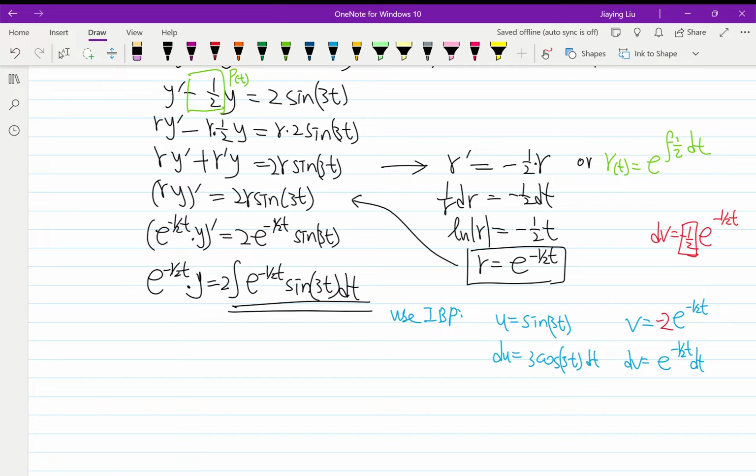So now if I check, if I take the derivative of v, I get negative 2 times e to the negative 1/2 t. But then in the exponent, I get another negative 1/2. So now negative 2 times negative 1/2 will cancel, giving me positive 1, which is this part. That's kind of a quick way to use the u substitution.